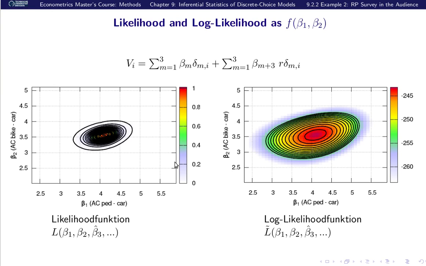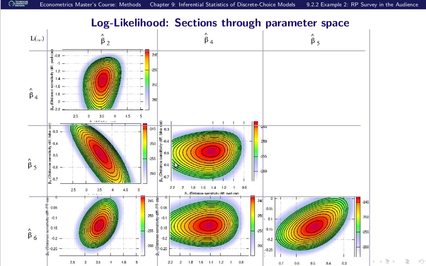Again, just plotting the two-dimensional intersections of the multidimensional likelihood in a parameter space, we get a unique maximum. Now, where we have both estimated values and also the variance and covariance, we can go into the inferential statistics of discrete choice models, which is part 3 of this lecture.